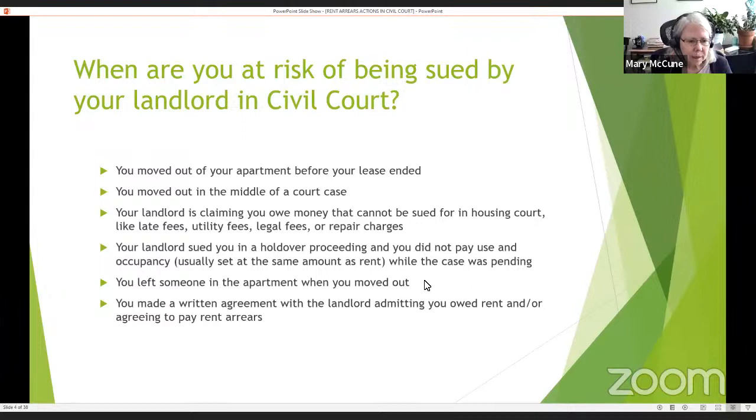The other time it comes up is if you had a lease, you moved out and you left somebody else in the apartment, so it couldn't be re-rented. Maybe they promised to pay the rent, but something happened and they didn't, but your name is still on the lease, and so the landlord's going to go after you, even though you weren't living in the apartment at that time. And occasionally they file cases because there is an agreement from housing court where you admitted that you owed rent, and you agreed to pay the rent arrears, and they're bringing the case in civil court to enforce that agreement.